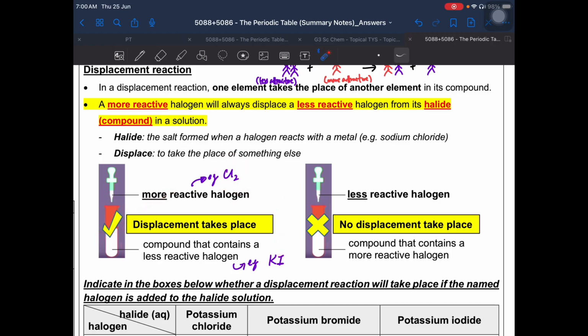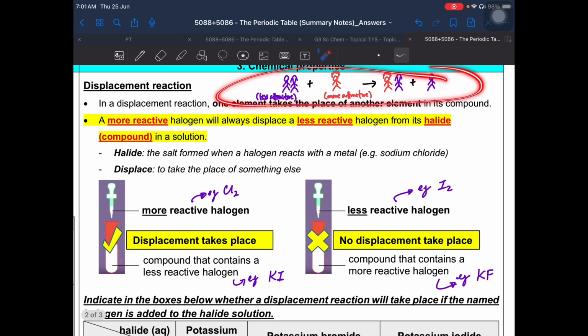Displacement will take place. But on the other hand, if you have a compound that contains a more reactive halogen, which for instance is like KF, and then you were to put in a less reactive halogen, let's say it's iodine, because iodine is less reactive than the fluorine, it will not be able to displace the fluorine from the compound. So it's very much like how you look at it over here, whereby you have a couple, which is a compound. You have an individual element, which is the one that challenges to see whether it can displace or not. Then you see whether it happens or not.